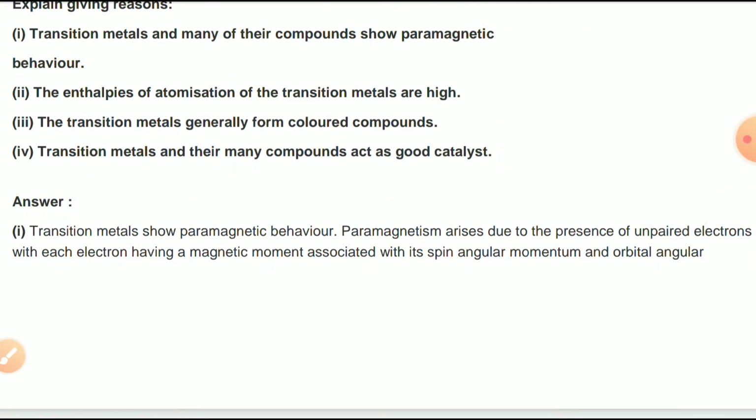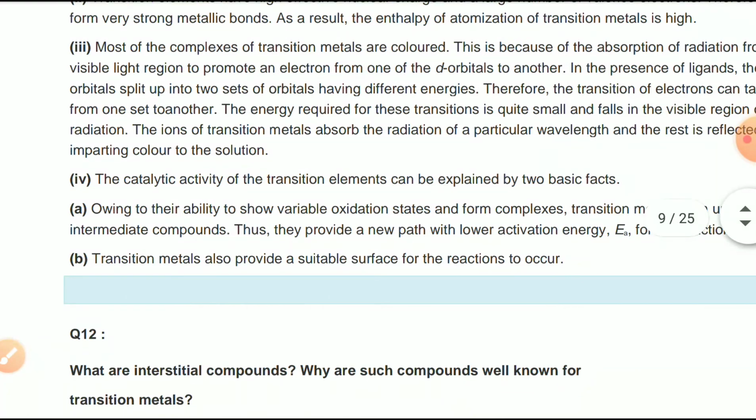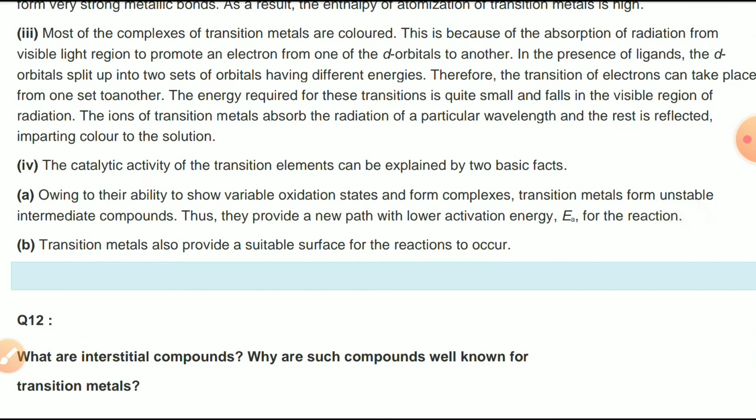Then the next question is, transition metals and their many compounds act as good catalysts. Why are they acting as good catalysts? The catalytic activity of the transition metals can be explained by two basic facts. Point A, owing to their ability to show variable oxidation states and form complexes, the transition metals form unstable intermediate compounds. Thus, they provide a new path with a lower activation energy for the reaction. And point B, transition metals also exhibit a suitable surface for the reaction to occur.